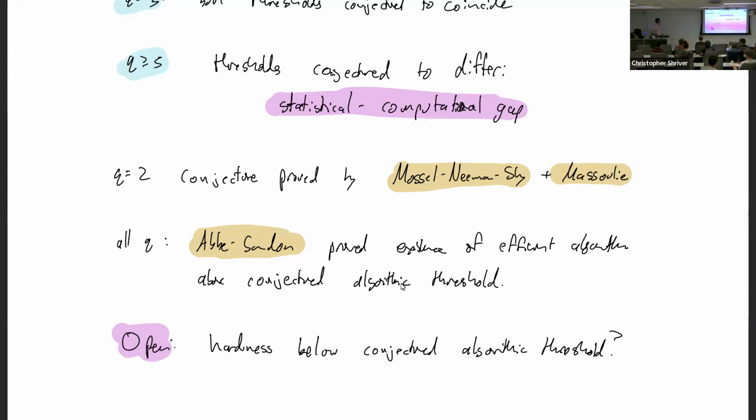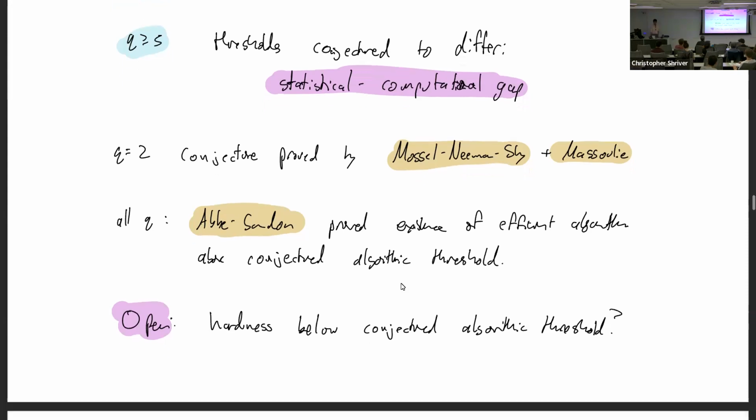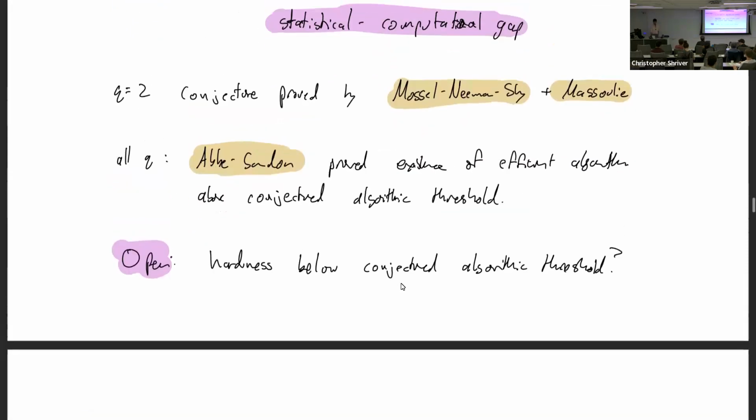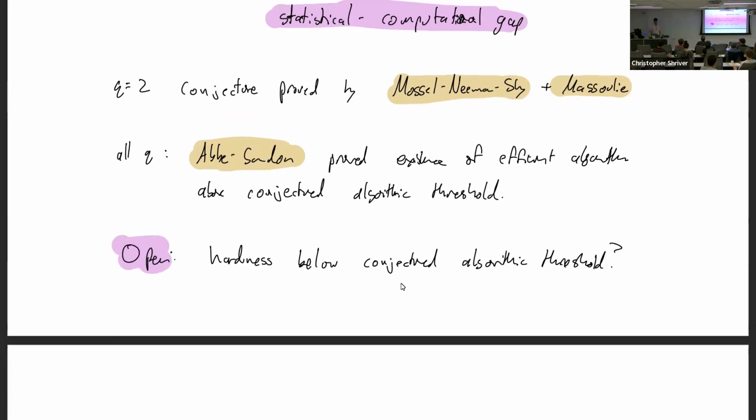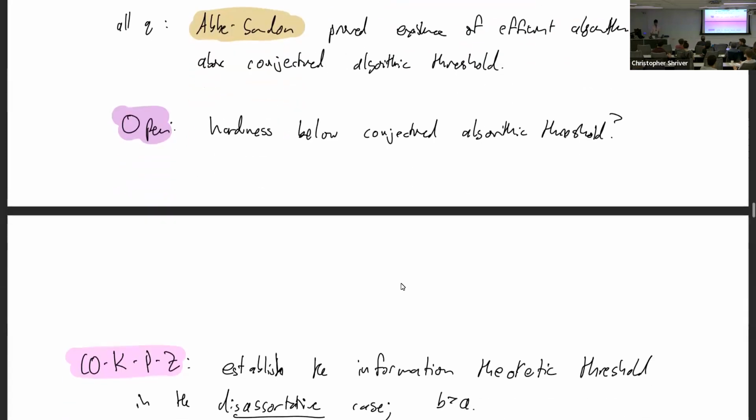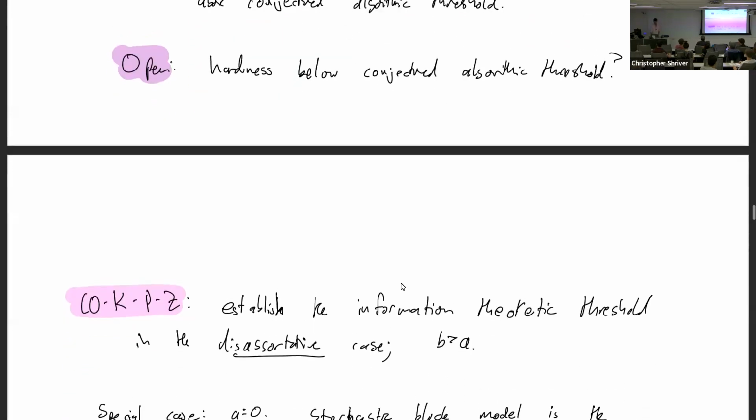And there are very nice surveys about this whole model by Abbe, and Moore also has one. It's a really interesting thing with lots of nice connections. But the other thing is establishing the information theoretic threshold. That's also open, at least for Q at least 5 or Q at least 4. And that's what we do in this paper.